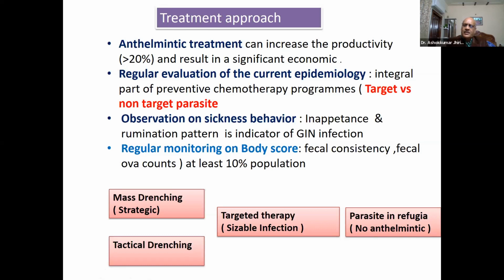There is also an approach being written in the literature, that's the parasite in refugia. Parasite in refugia means some of the animals are not being dewormed. That is, no anthelmintic is being used. It is for maintaining the susceptible strain of the parasites. Because if you are using the anthelmintic in all animals, there is a possibility that the anthelmintic resistant strain is developed in the whole farm. So a strategy is advised that you maintain some of the animals as refugia animals, where the susceptible strain is maintained. So they may dominate at some point of time, and you can avoid some level of resistance in the parasites.